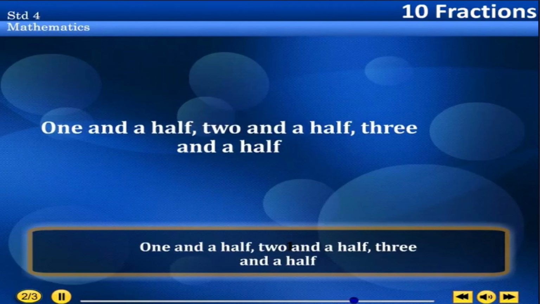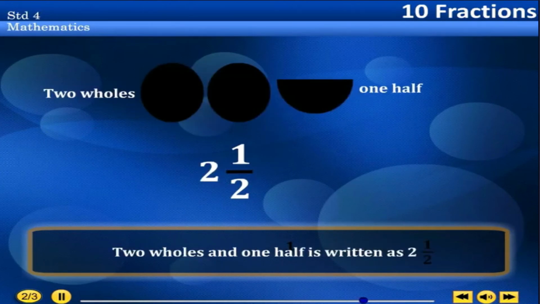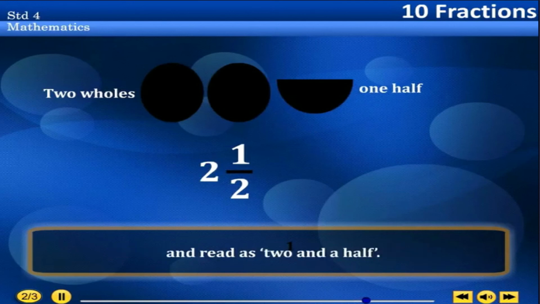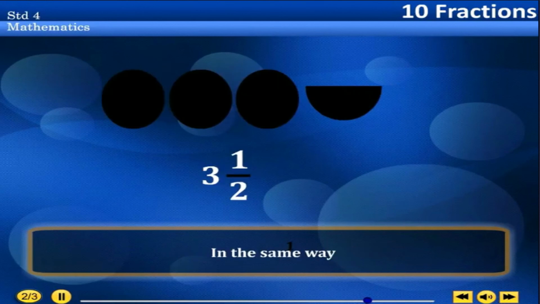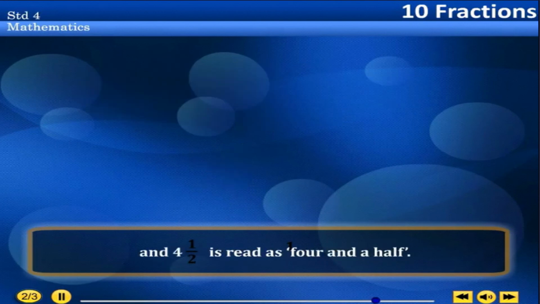1 1/2, 2 1/2, 3 1/2. 1 whole and 1/2 make 1 1/2. 1 1/2 is read as 1 and 1/2. 2 wholes and 1/2 is written as 2 1/2 and read as 2 and 1/2. In the same way, 3 1/2 is read as 3 and 1/2 and 4 1/2 is read as 4 and 1/2.